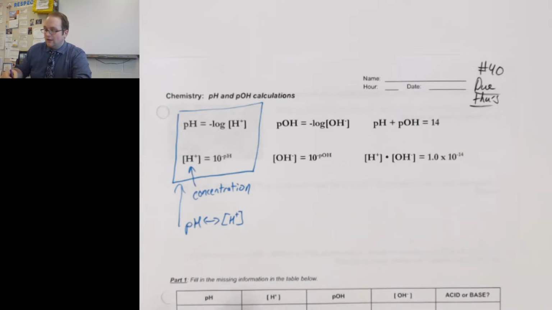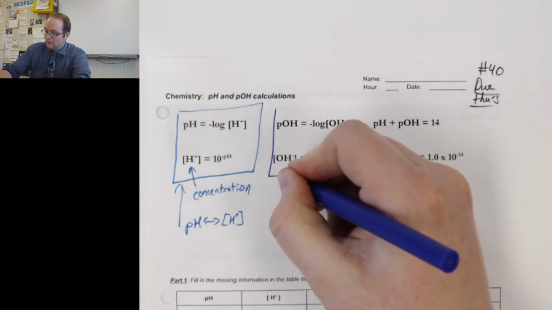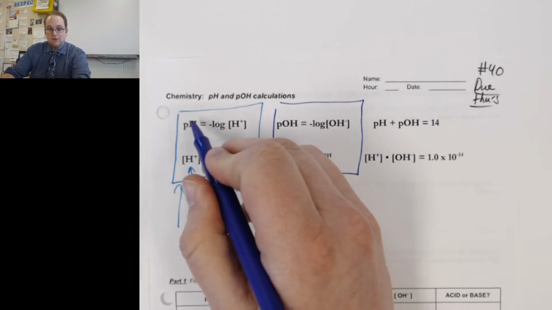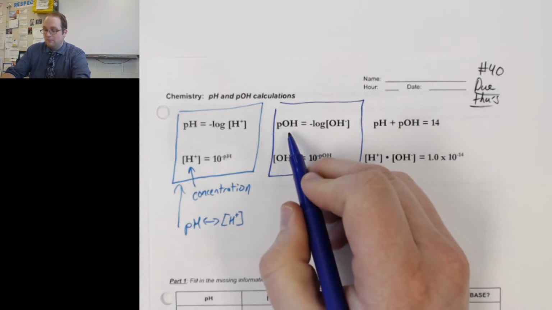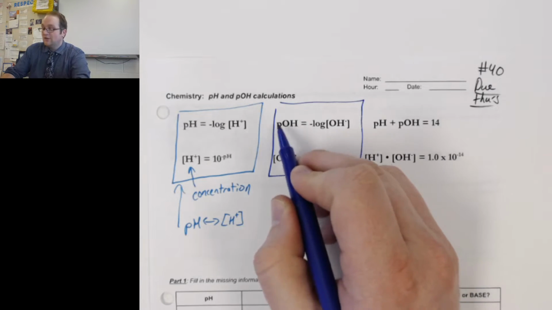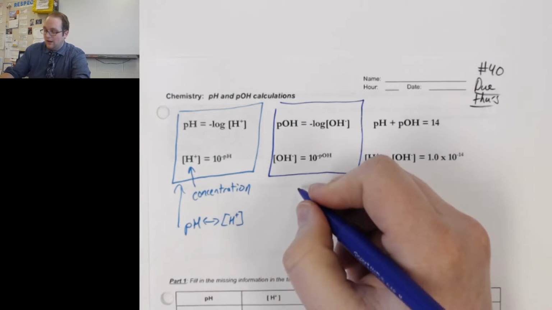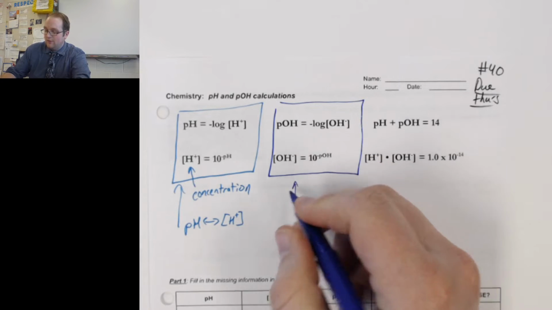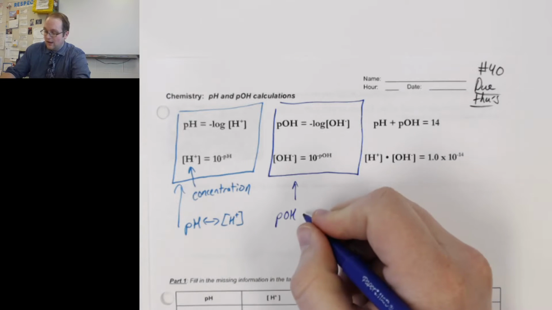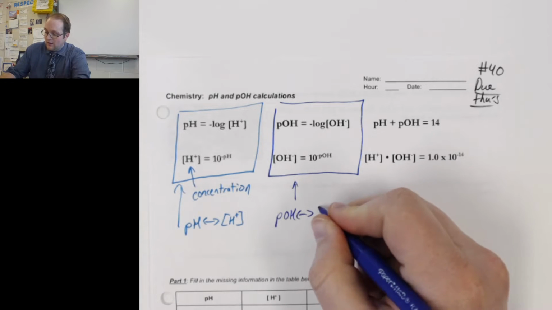Now here we have another setup. This is called pOH, where pH measures acidity, pOH measures, oh, that's right, I can't hear you. Yes, this measures basicity. And these equations are able to convert between that pOH, that power of hydroxide, and that OH minus concentration.